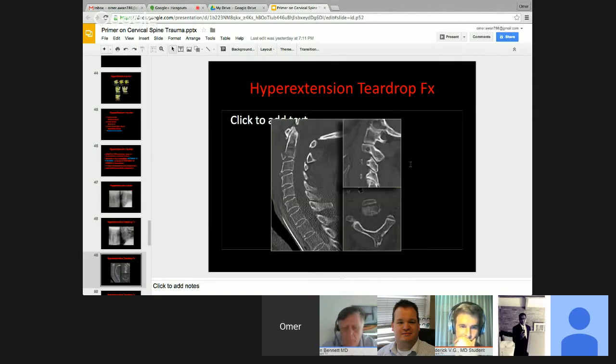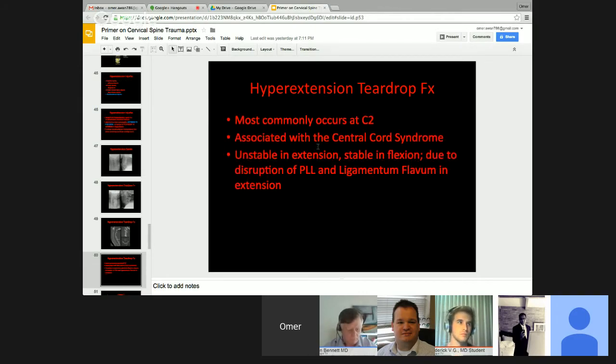Classically, this is another sagittal and axial CT image of the cervical spine. At C2 we have a teardrop fracture fragment, but no retropulsion of the C2 vertebral body into the canal. This is a hyperextension teardrop fracture. This is associated with a central cord syndrome as opposed to the anterior cord syndrome. This is characteristically stable in flexion, but it can be unstable in extension, because what happens in extension is that it propagates not only from the anterior longitudinal ligament that's already disrupted, but it can also disrupt the posterior longitudinal ligament and the ligamentum flavum. So it becomes an unstable injury in extension. So this is a hyperextension teardrop fracture.